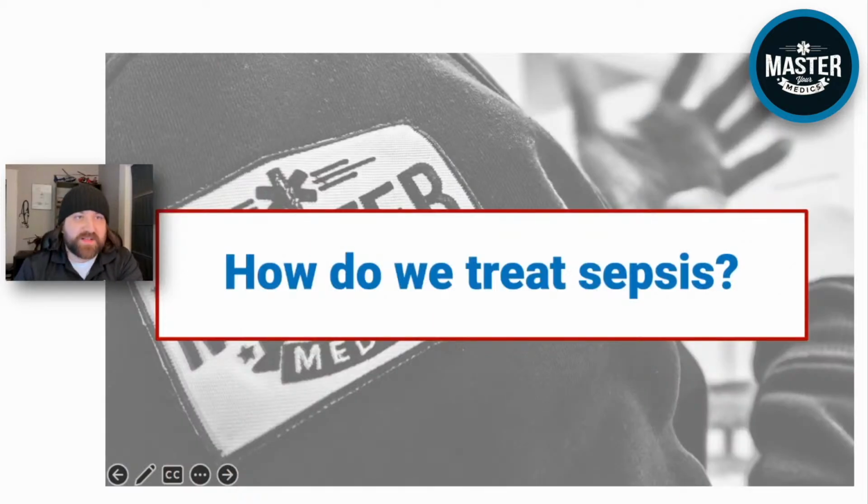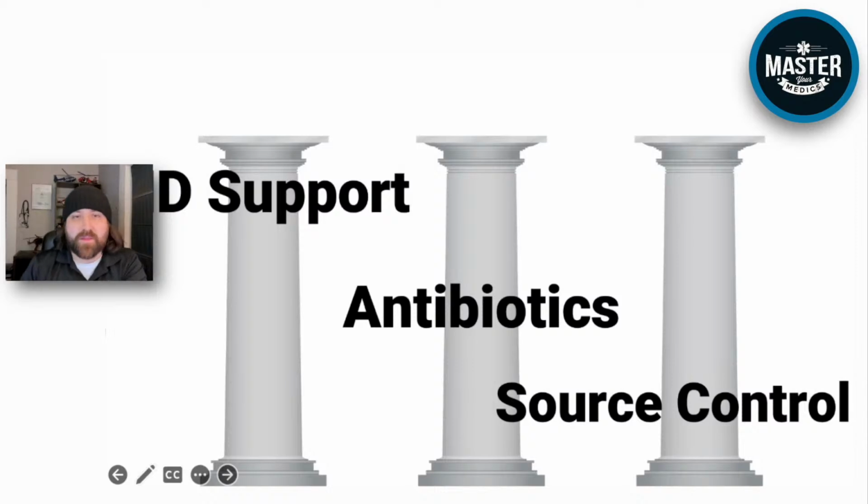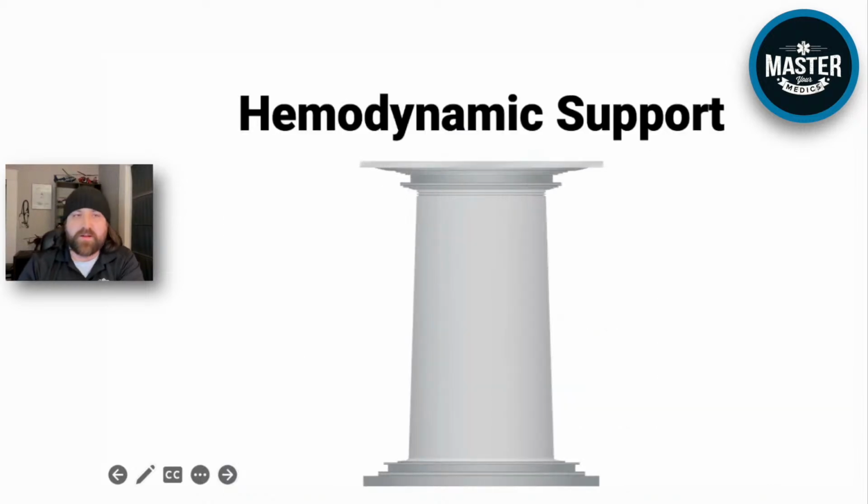So how do we treat sepsis? There are 3 big pillars to sepsis care. One is hemodynamic support, which is like your O2, fluids, vasopressors, and then the other is antibiotic therapy. And then the third is source control. In EMS, we kind of live in the first 2. We live in supportive care, and in several places in the country, actually, we initiate antibiotics in the field for suspected sepsis. So let's talk kind of hemodynamic support first.